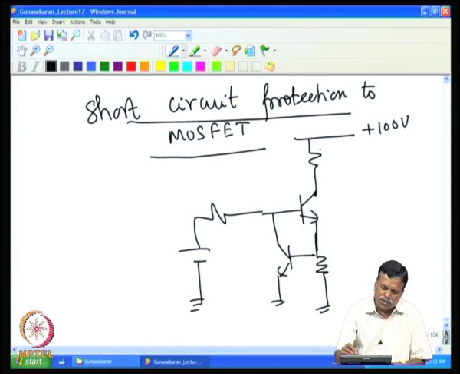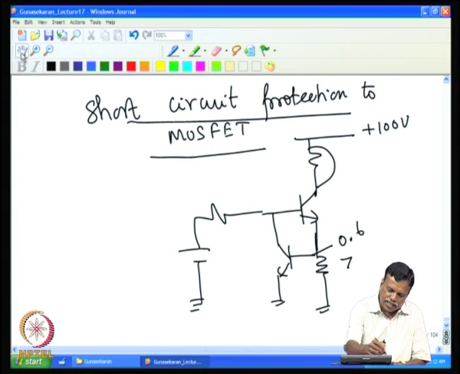In this case, if this load is short circuited, for example, if there is a short circuit here, then a large current goes through that. Then if the voltage at this point goes more than 0.6, this transistor starts conducting, and whatever current is flowing, this conduction current actually comes from here. So, a large current flows through this, that makes this voltage decrease, and the conduction here also decreases.